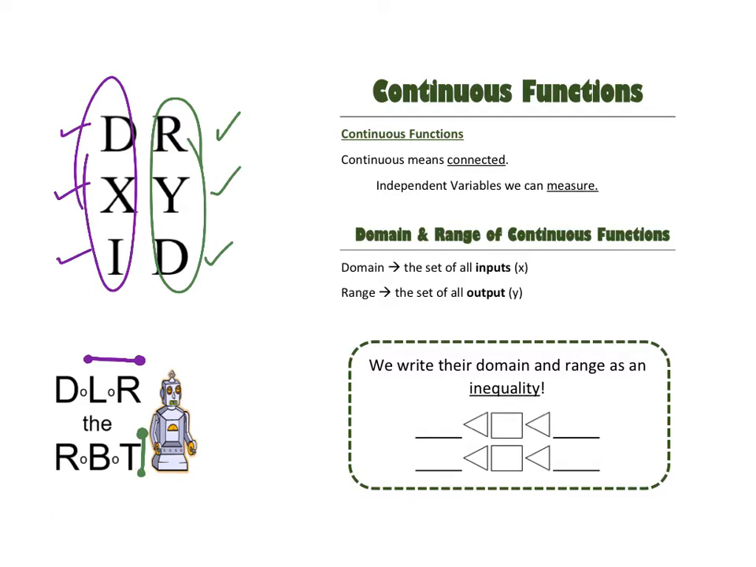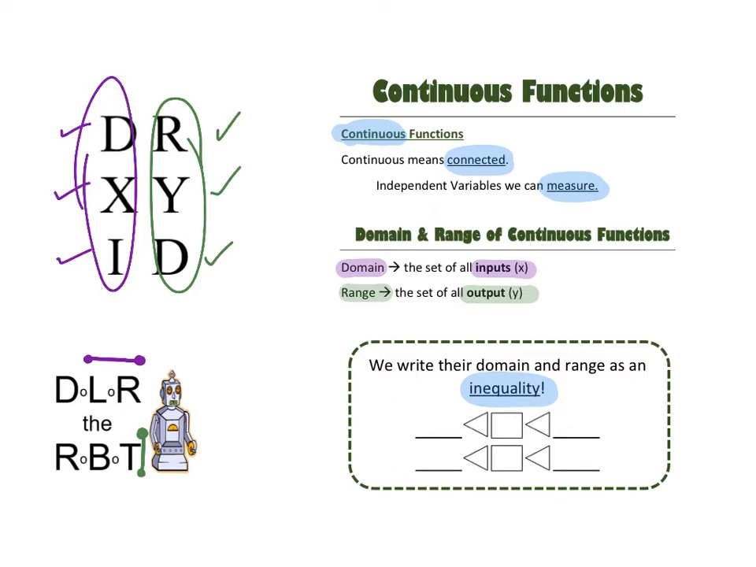We defined continuous functions to be functions that are connected together on the graph. Continuous means connected. These are independent variables that we can measure. Think time, distance, temperature, and units. We defined domain to be the set of all inputs or x's, which makes sense from Dr. XY wears her ID. And range is the set of all outputs or y's. We also talked about writing the domain and range for continuous functions as an inequality. We're still going to use this pattern today.